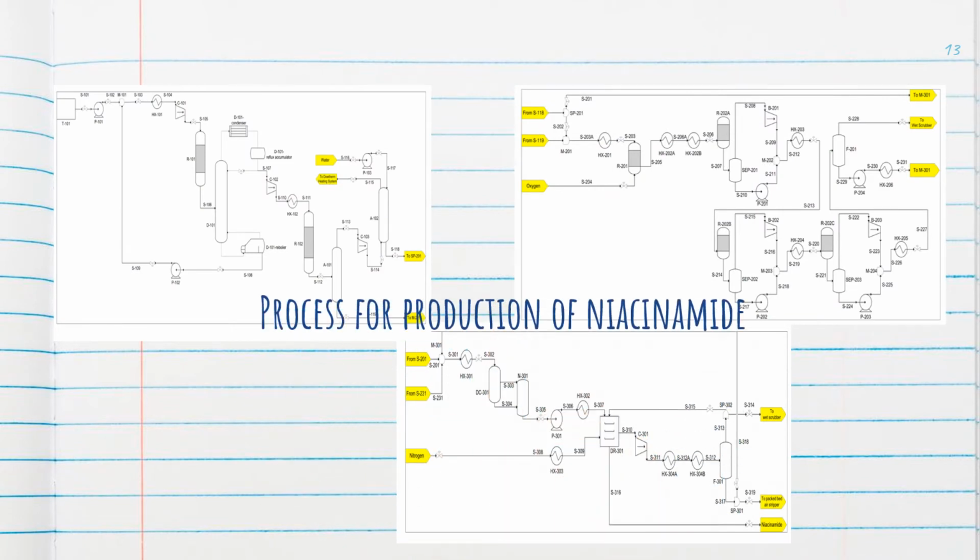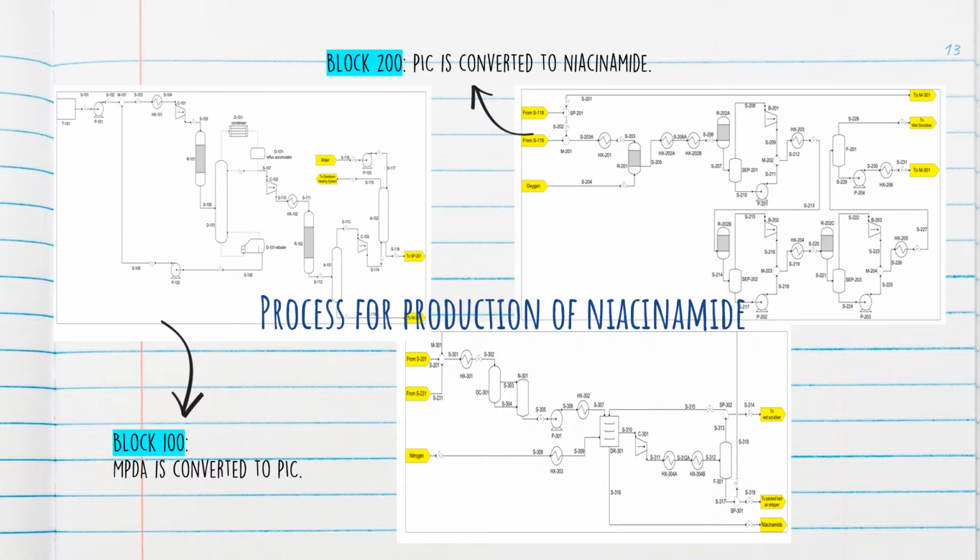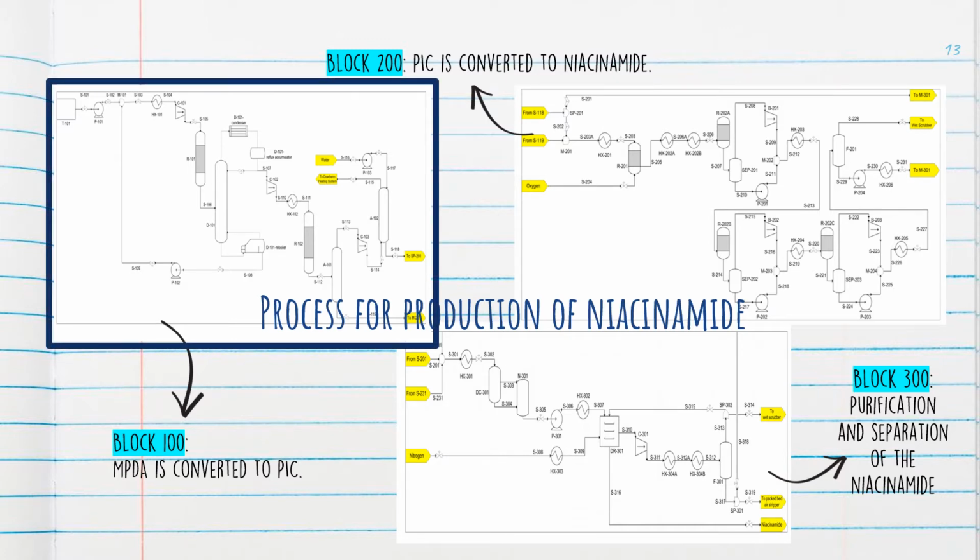The process for production of niacinamide is divided into 3 blocks. Block 100, reaction train in which MPDA is converted to PIC. Block 200, reaction train in which PIC is converted to niacinamide. And Block 300, purification and separation of the niacinamide to obtain necessary purity. However, the summary of the explanation of the reaction will only be explained for Block 100.